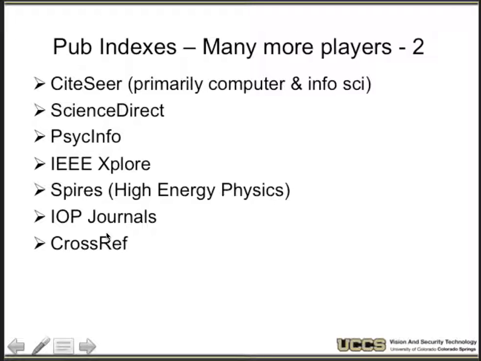CiteSeer was primarily computer science, information science. It was popular for a while. It's actually been dwindling in terms of its ability to tell you what's going on in the field. Science Direct, Info for psychology, IEEE Explorer, Spires, IOP journals, and Crossref. All of these have both indices where they can tell you something about the bibliometrics of papers. They can tell you how often a paper's been downloaded or read or whatever, which are a couple of other metrics. So how many times your paper has been read on ResearchGate, which I forgot to add to this list, right, is a useful metric.